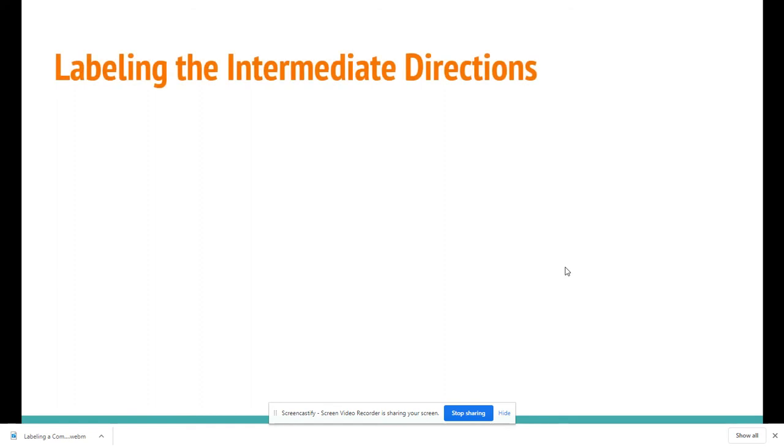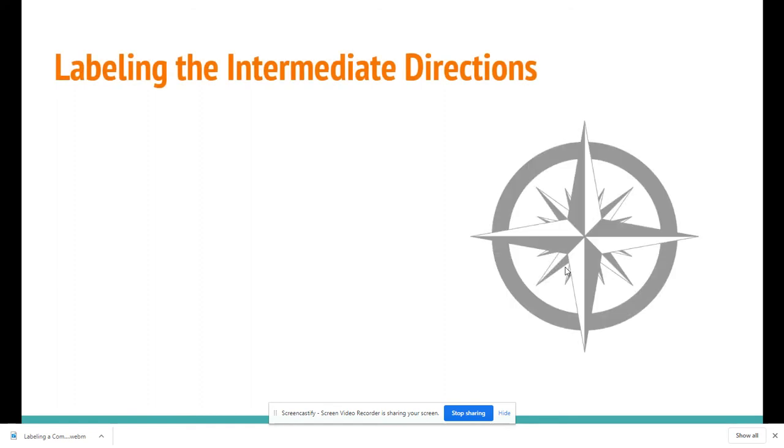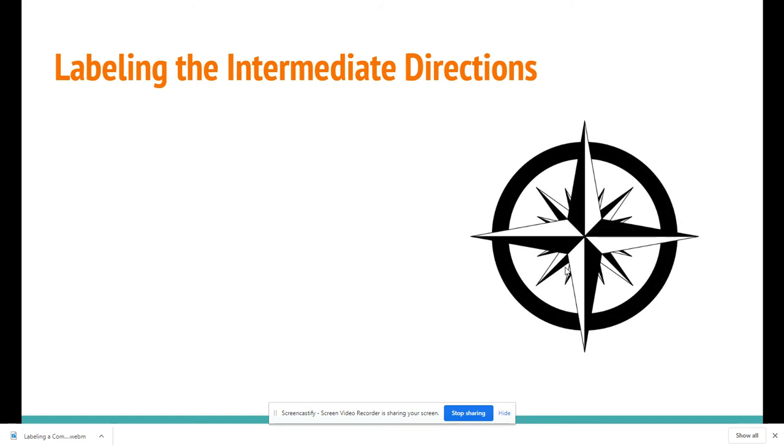You also learned about intermediate directions. These are the directions that come in between your four main directions. So let's go ahead and look at these four cardinal directions first. At the top is always north, and across from north is south. We have west, and we have east, and if we read those across, we get the word we.